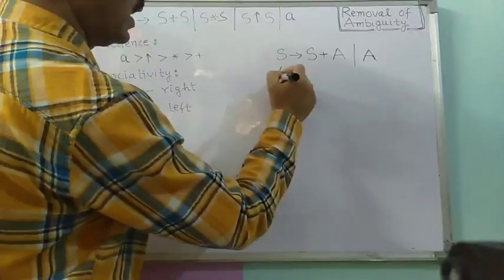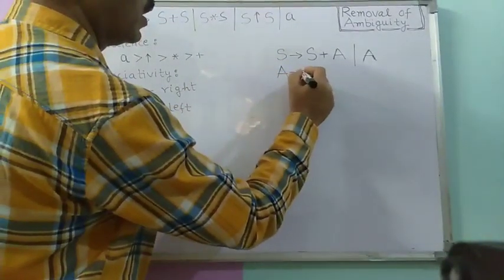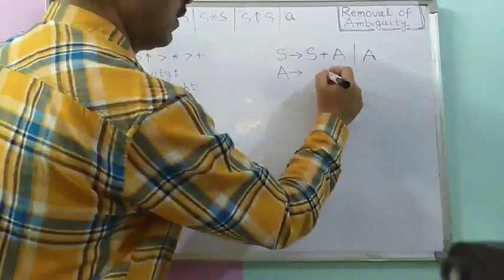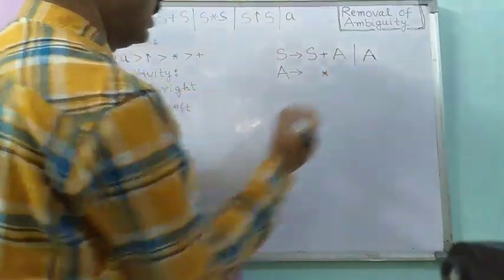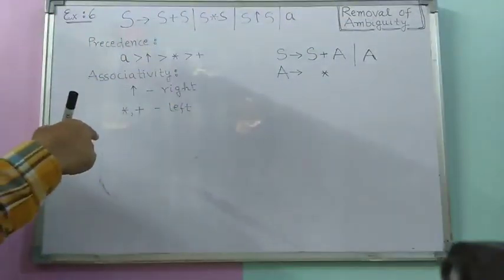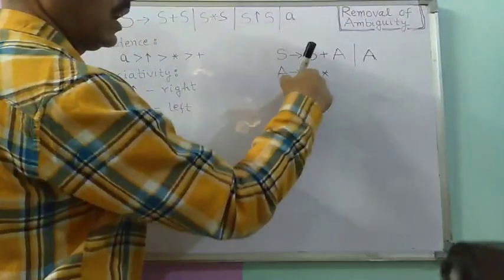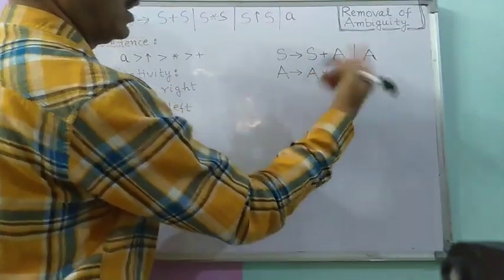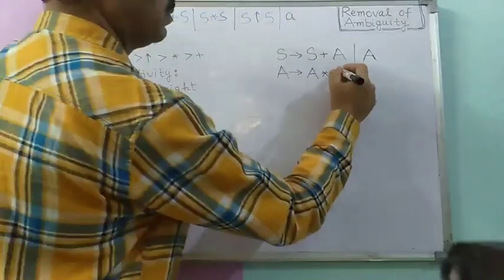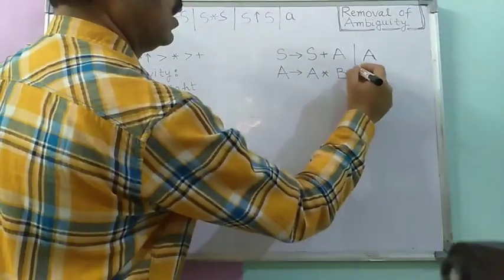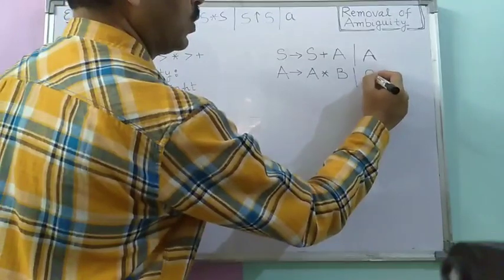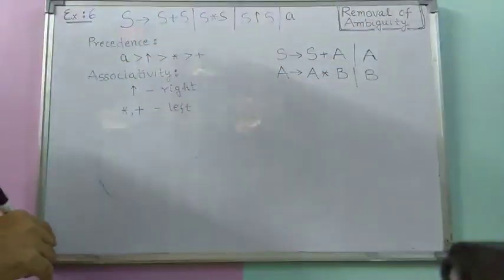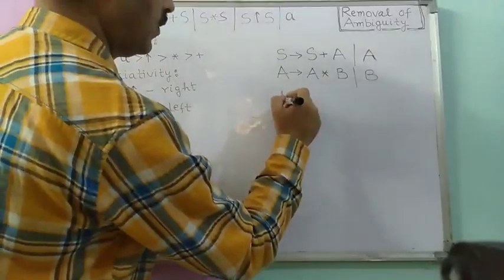Now from A, the next level operator will be generated. The next level operator is asterisk. So I have to generate asterisk, and asterisk is also left associative. So I have to keep the left recursion. So I will write A here, and then I have to generate the next level, that is, suppose B, and then I should have a way to directly reach the next level, that is B. Okay, so these will be the productions of A.